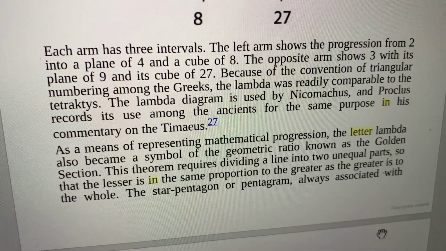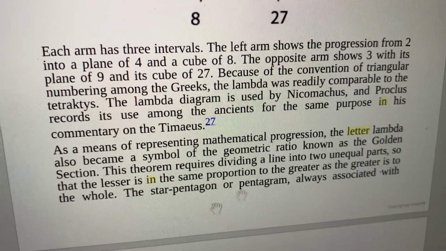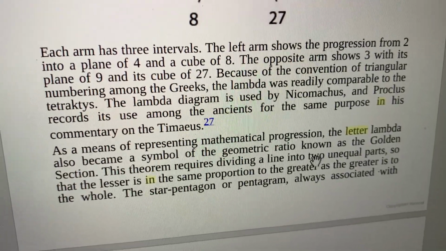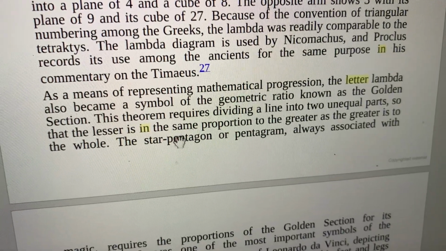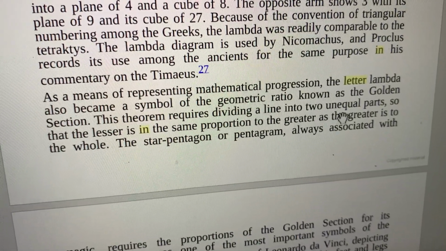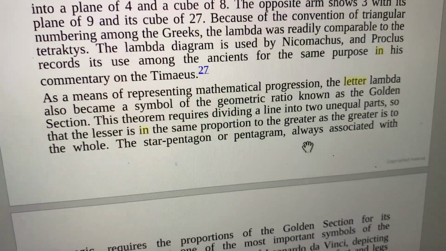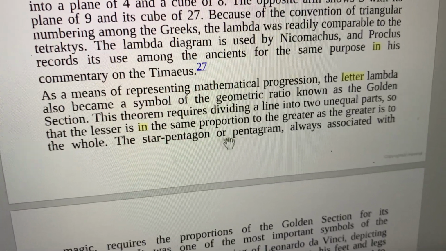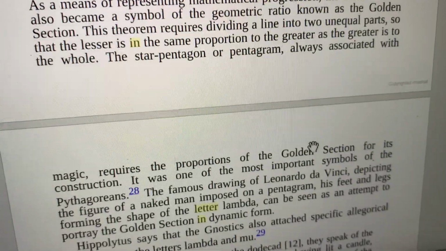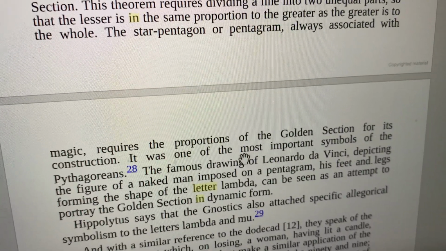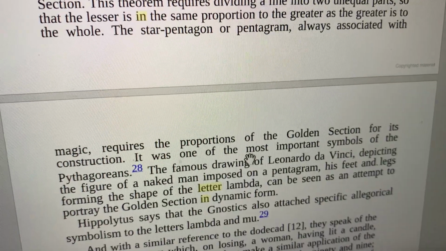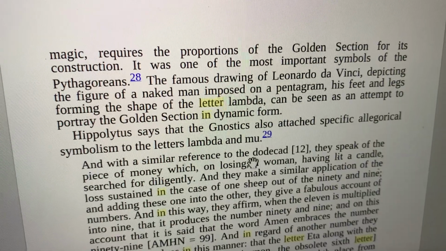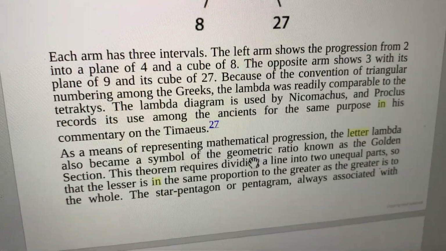And so as a means of representing mathematical progression, the letter lambda also became a symbol for the geometric ratio known as the golden section. Oh yeah, that was the interesting part too. It's dividing a line into 2 unequal parts so that the lesser is in the same proportion as the greater, and the greater is to the whole. The star, pentagon, or pentagram, always associated with magic, requires the proportions of the golden section for its construction. Now I thought that was also interesting. So they choose the one that is used with the pentagram.